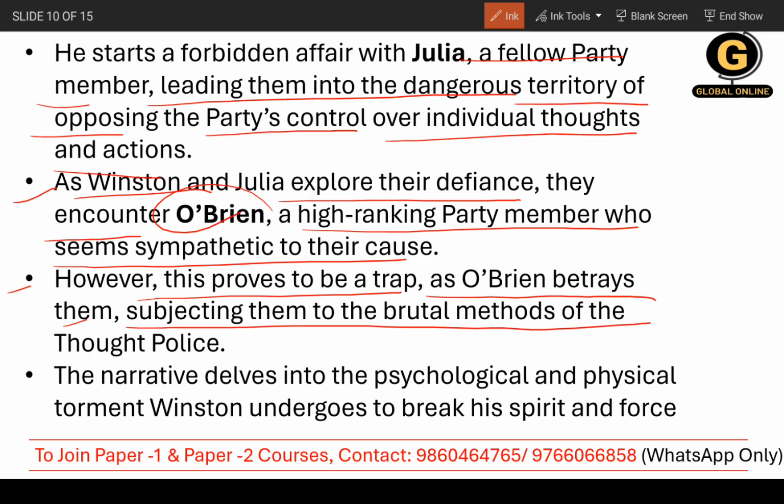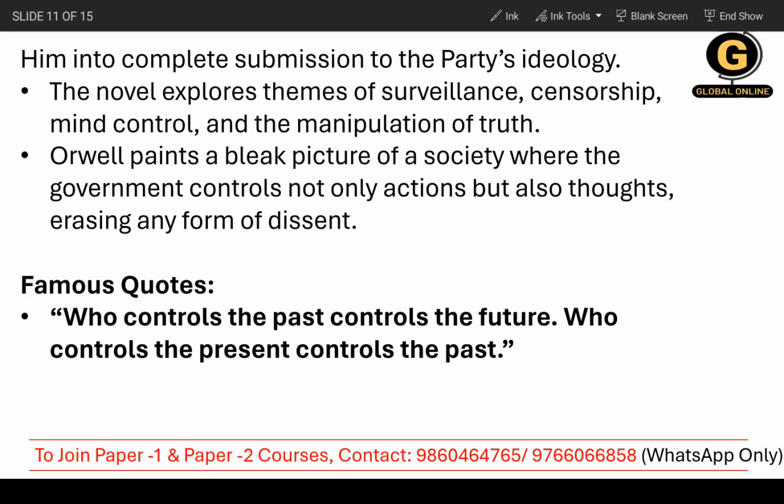So they were subjected to the brutal methods of the thought police. Now, the narrative delves into the psychological and physical torment Winston undergoes to break his spirit and force him into complete submission to the party's ideology. They were tortured so ruthlessly that when I was reading it, I was like, oh my god, how can somebody do such things to a person? So that happened in the novel. When you read, you will realize what happened, and you must read it.